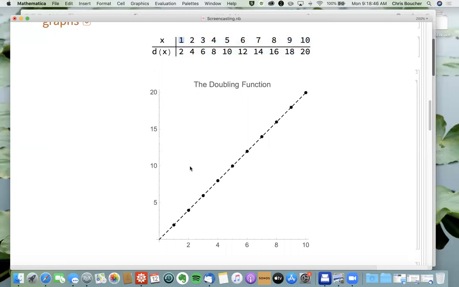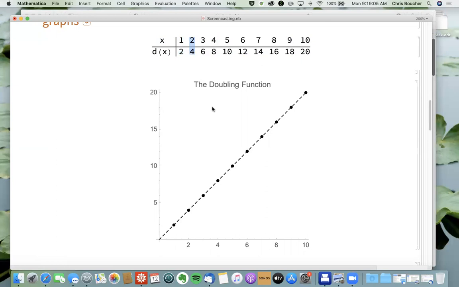Input is the horizontal or x value. That's why we usually use x as the input letter. And the output is the y value on the graph. So this input-output table says that the pair 1, 2 is on the graph. And that is this dot right here where the cursor is pointing.